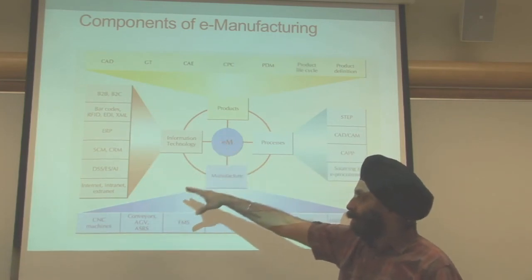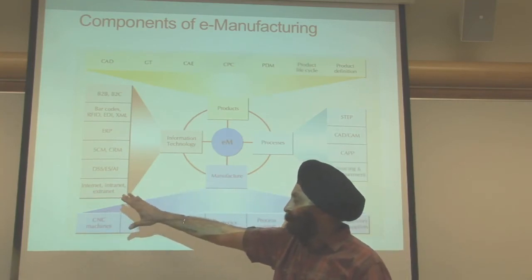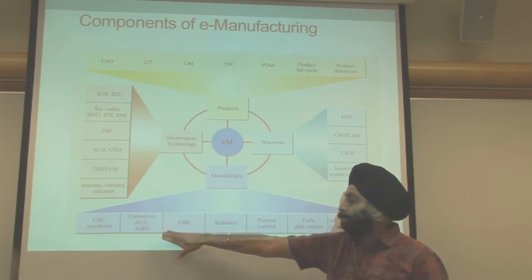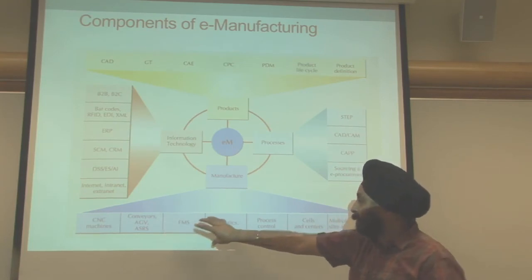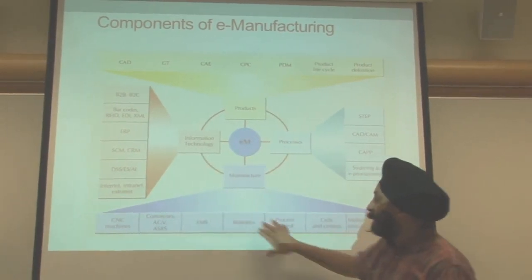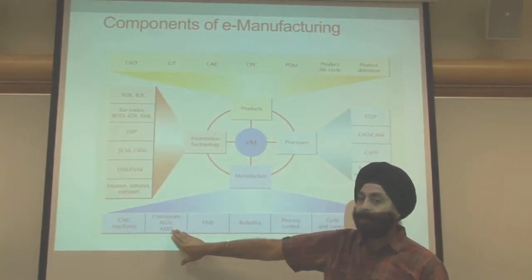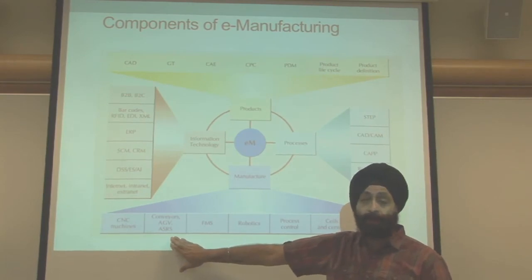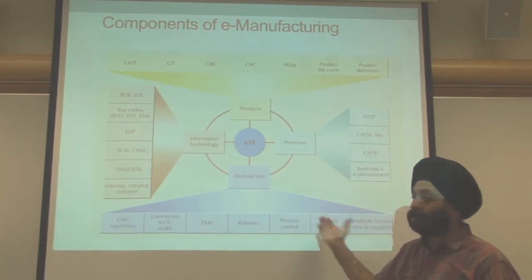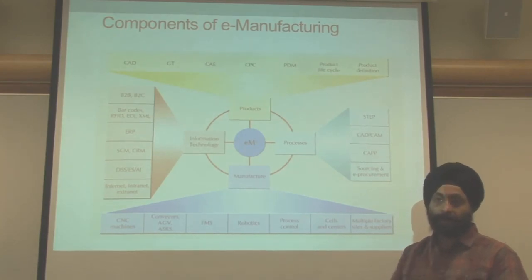Again, a variety of artificial intelligence, internet, etc., CNC, computer numerical control machines, conveyor. So this is all the manufacturing side that is coming in. This is the product, this is the IT. So conveyors, automated guided vehicles, automatic storage and retrieval system. Then you have the flexible manufacturing system, robotics, process control, making sure the process is in sync.